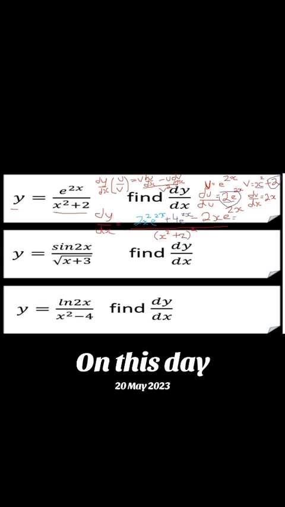Now I can factorize the top. I can take out 2e to the 2x as a common factor. And in this other bracket, I'm going to have x squared plus 2 subtract x, all over x squared plus 2 all squared.